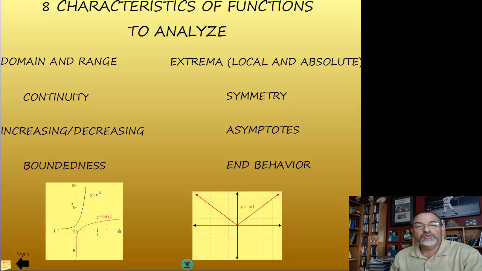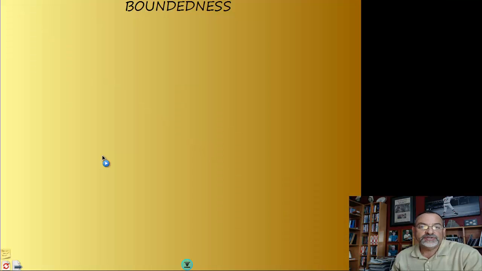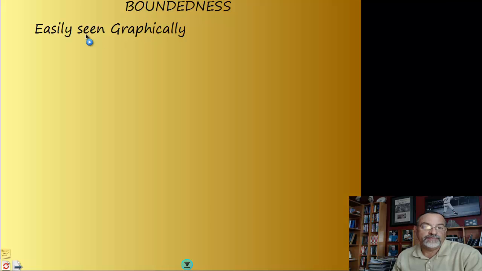Chapter 1, Lesson 2, looking at characteristics of a function when we're analyzing, and we want to look at boundedness and extrema in this video. Boundedness has to do with pretty much what the word says. It's bounded. I mean, there's a boundary at which the graph does not go beyond.